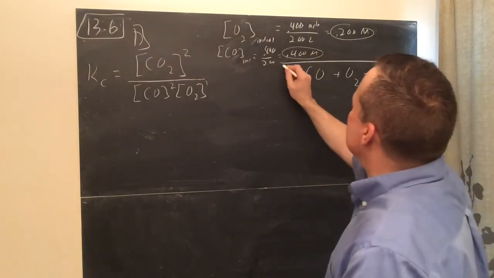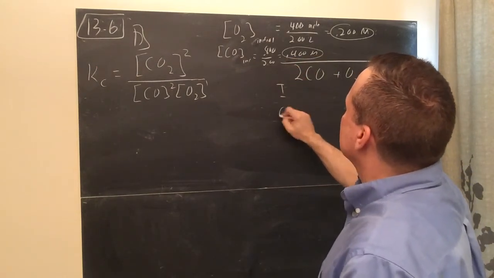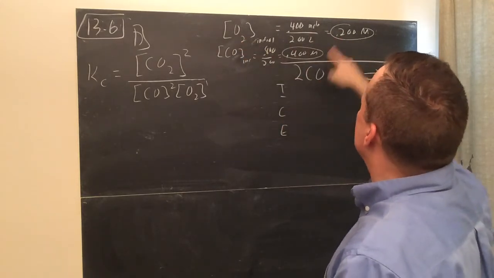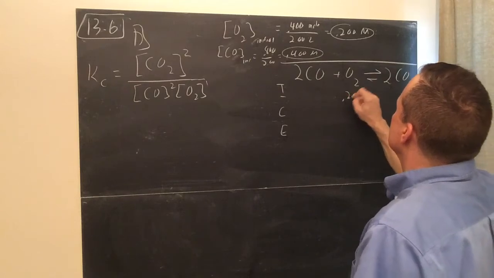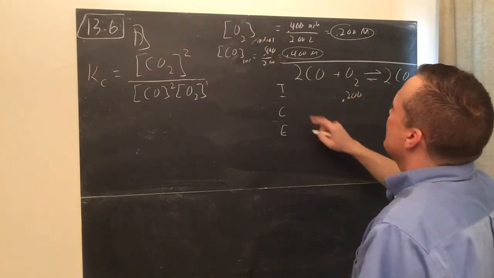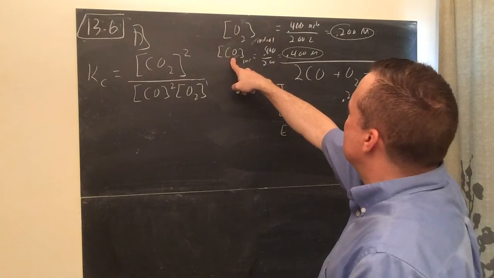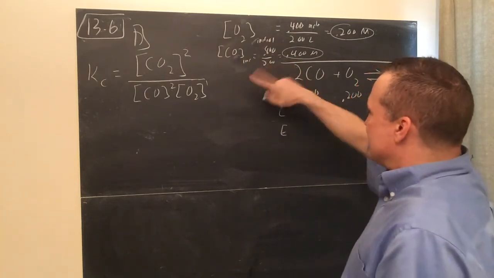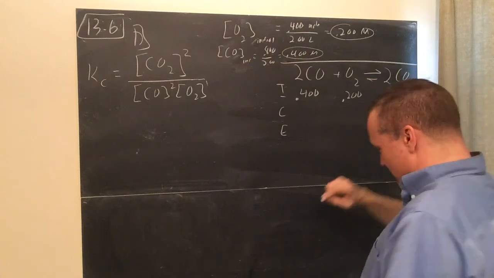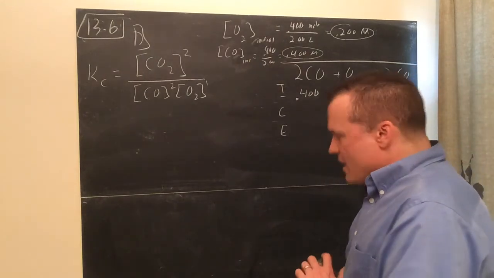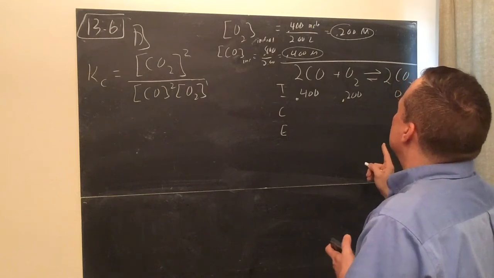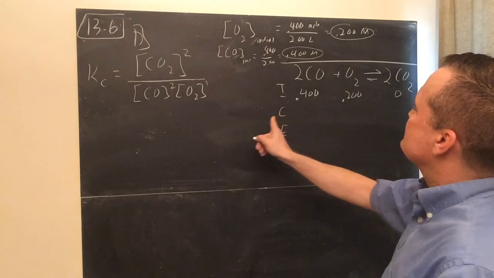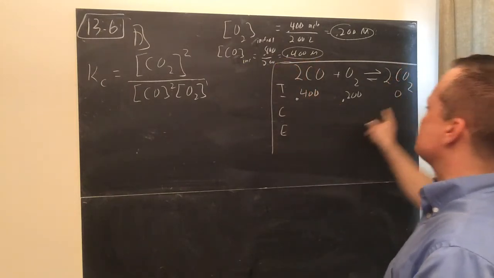So what I'm going to do is go into the ICE box. And what's my initial amount of oxygen? 0.200. What's my initial molarity of CO? It is 0.400. They didn't say anything about carbon dioxide, so that'll be 0 initially. Now, to get to equilibrium, it's going to have to shift, we know, to the right, again, because there's nothing here.